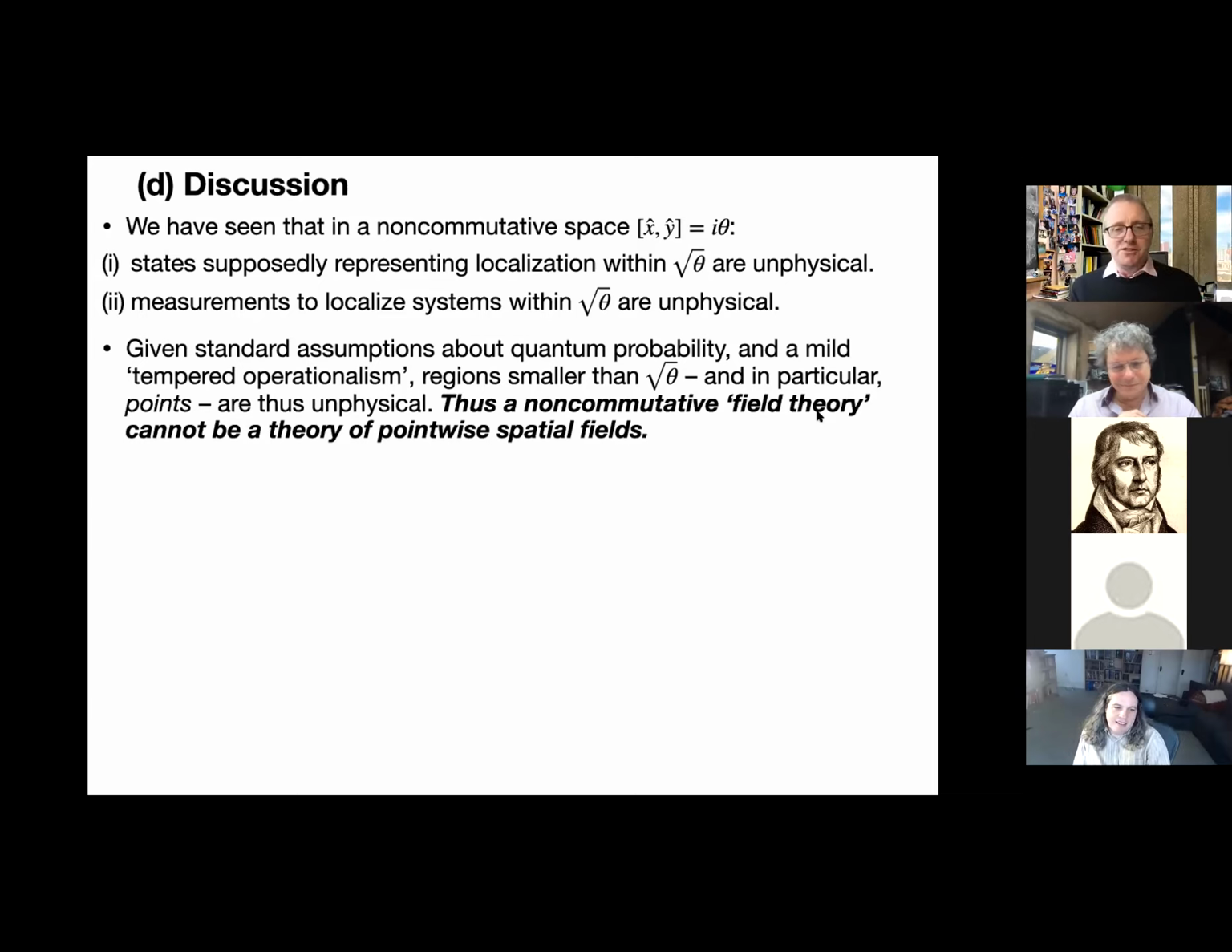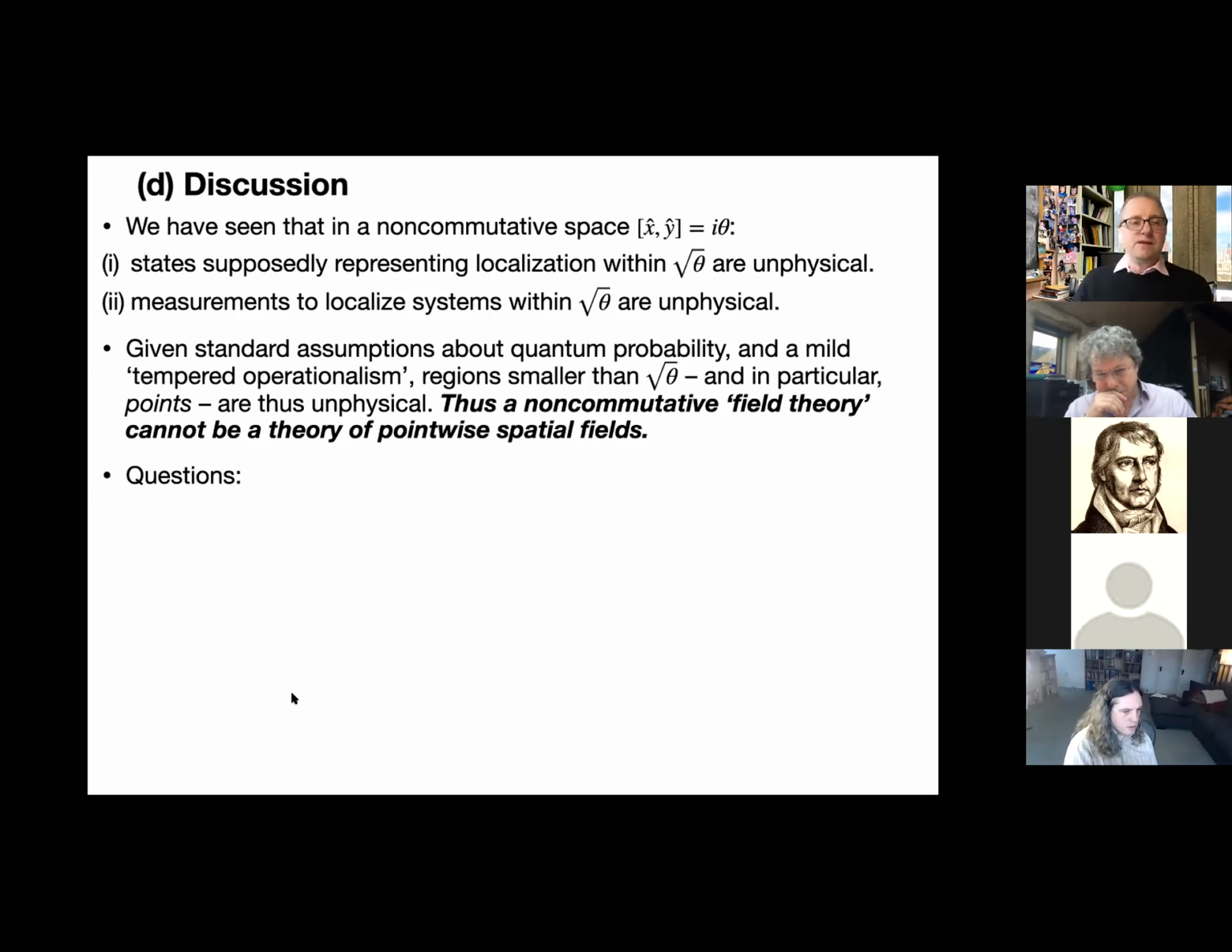But we do say that a physical quantity has to be measurable somehow. It has to make some difference to some physical process. In that sense, we're milder-tempered operationalists. And that's what's really failing in these cases: we can't measure it. There's no way to measure particle locations below the commutation scale. So there's a failure of an important and, I think, generally accepted kind of operationalism. Given those two premises, regions smaller than the commutation scale, a fortiori points, are unphysical. So if there are no points or localized regions below a scale, these apparent non-commutative field theories are really not theories of pointwise spatial fields at all.